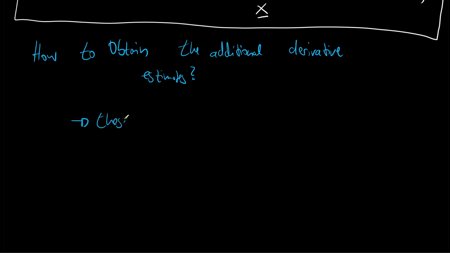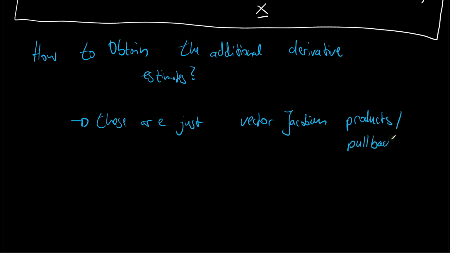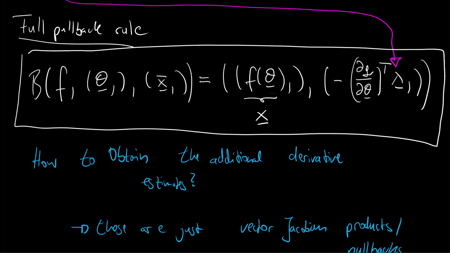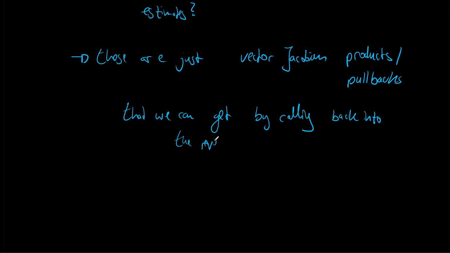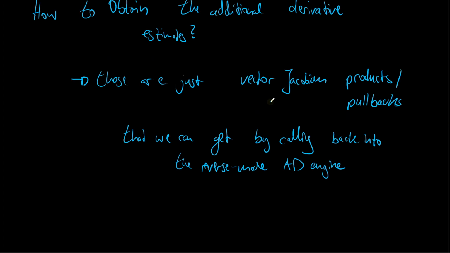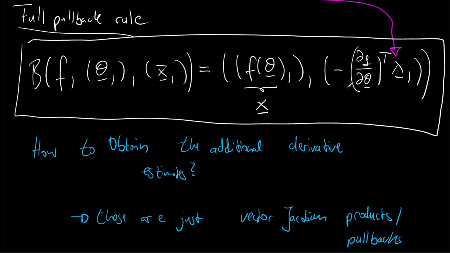Maybe in order to be a little bit more precise, they are Jacobian-transposed-vector products, but this is identical. This is essentially what your AD engine can give you, which we can get by calling back into the reverse mode AD engine. And that should answer how we can do this second step. So this is just one Jacobian-transposed-vector product.